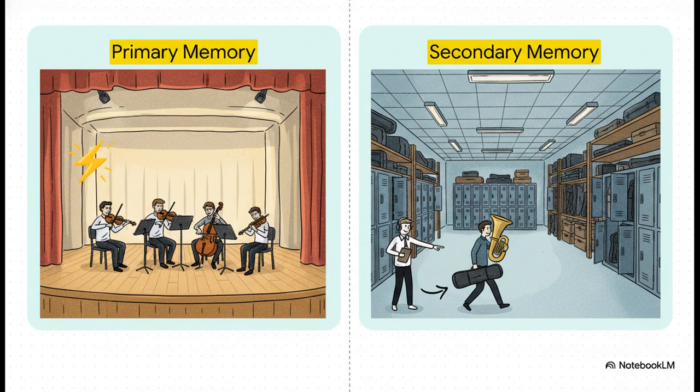Then you have the hard disk, or secondary memory. That's like the giant instrument locker backstage. It's slower to get to, but it's where everything is stored permanently. And the OS is constantly, tirelessly moving performers and their gear between the stage and that locker room to keep the whole show running without a hitch.